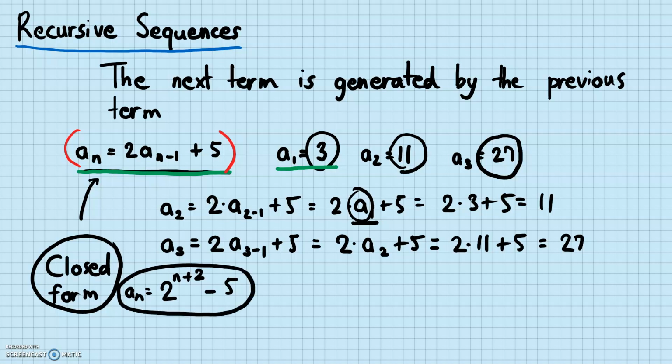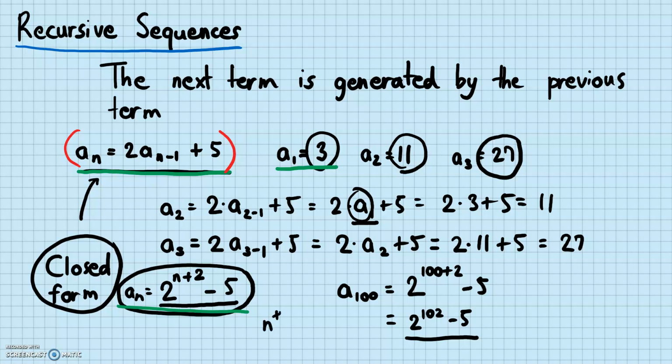And notice we don't have an a sub n minus 1 inside our algorithm. So this means now we can find a sub 100 simply by plugging in 2 to the power of 100 plus 2 minus 5, which is going to equal 2 to the power of 102 minus 5. This is going to be an extremely big number, so I'm not actually going to calculate it. But some recursive sequences have this kind of closed form. So with this closed form, you can find the nth value.